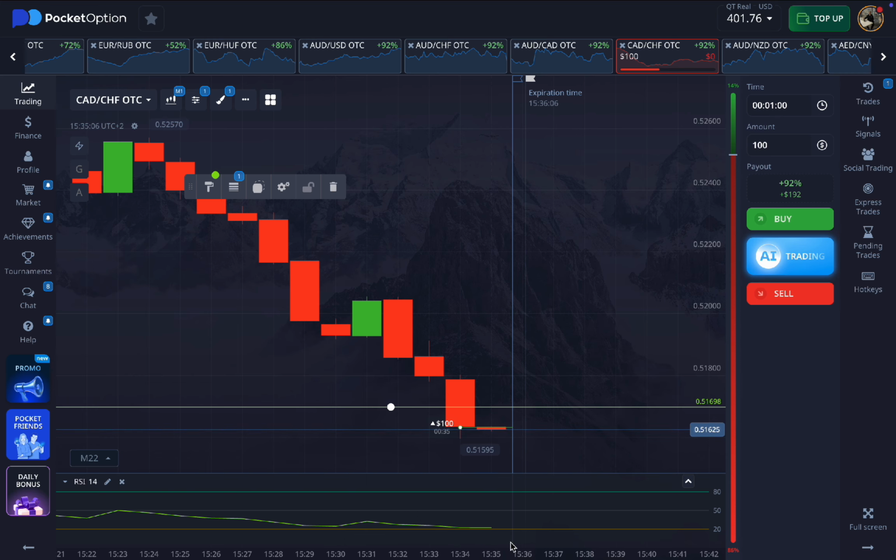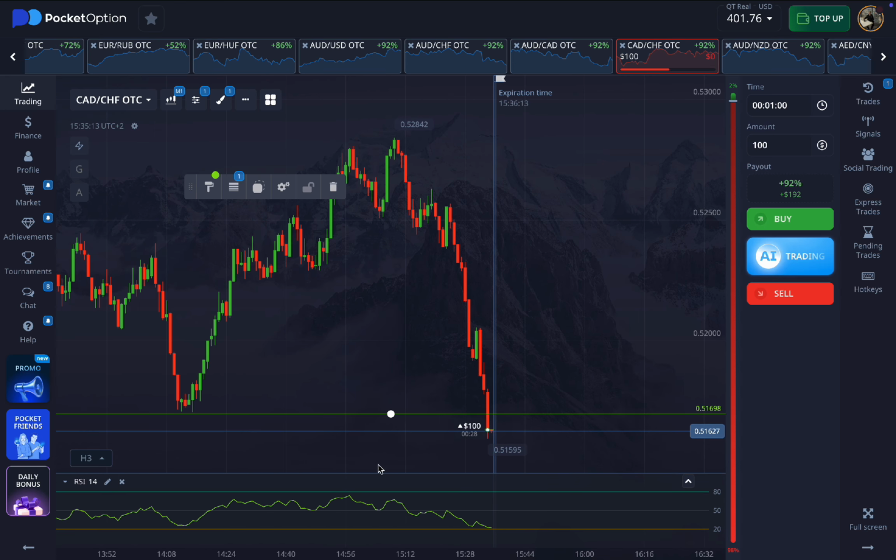Plus, right now the price is touching the oversold zone on the indicator, from which the price usually reacts quite strongly. Let's take a look at the historical data. Right here the price touched the oversold zone and went up significantly. And here again the price touched the oversold zone and the same thing happened as it went up once more.